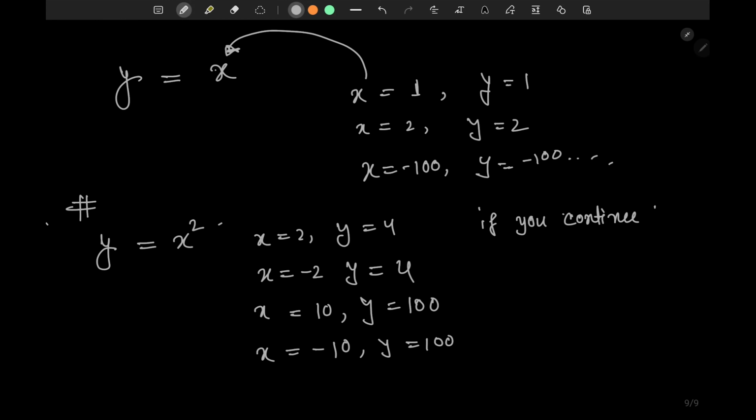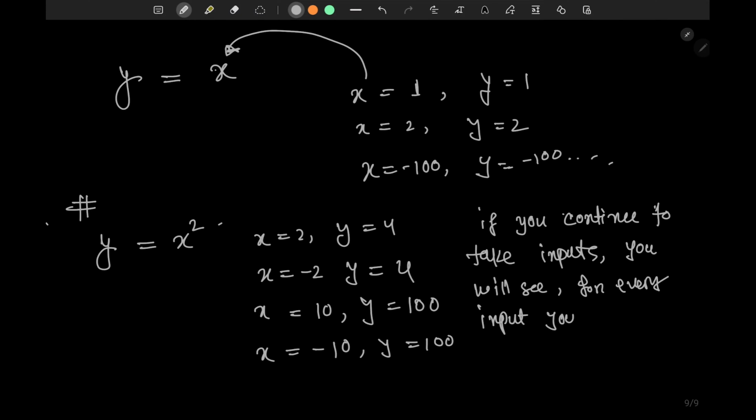if you take inputs, you will see for every input you can get outputs. So that qualifies this as a relation. And you can see that for a single input, there are no multiple outputs. However, for different inputs, you can get the same output.